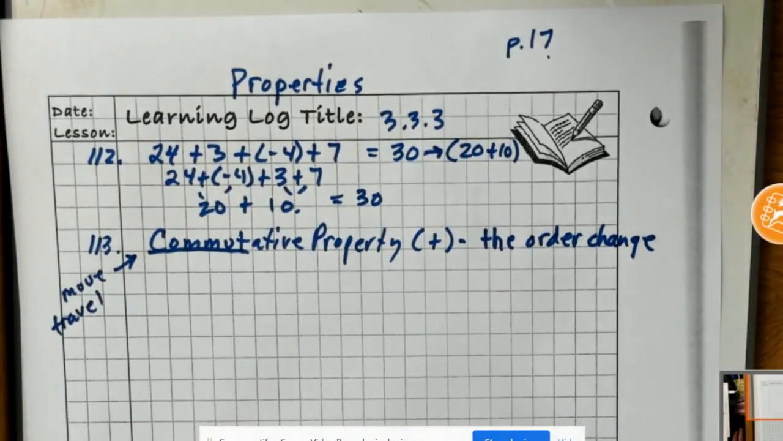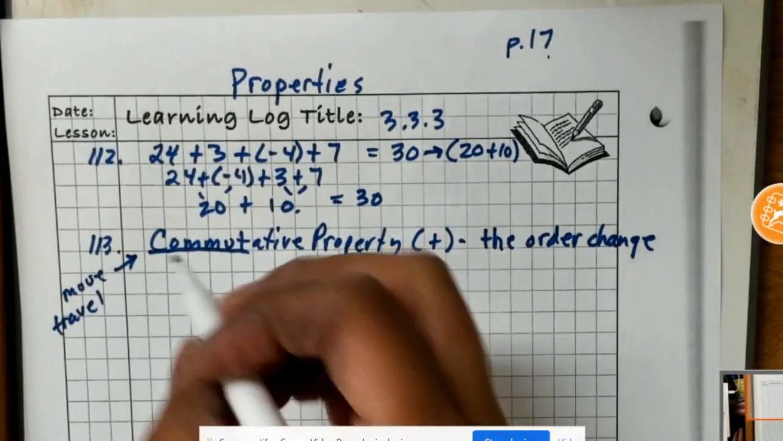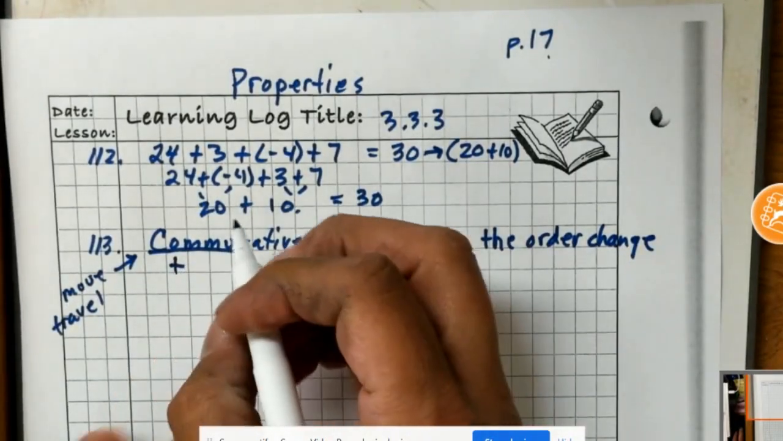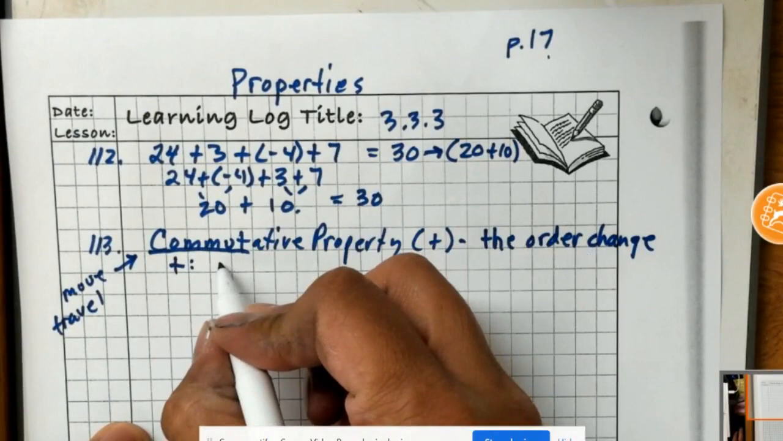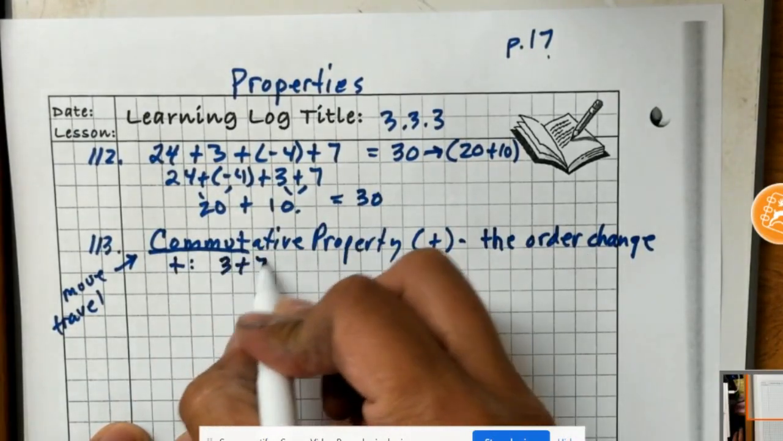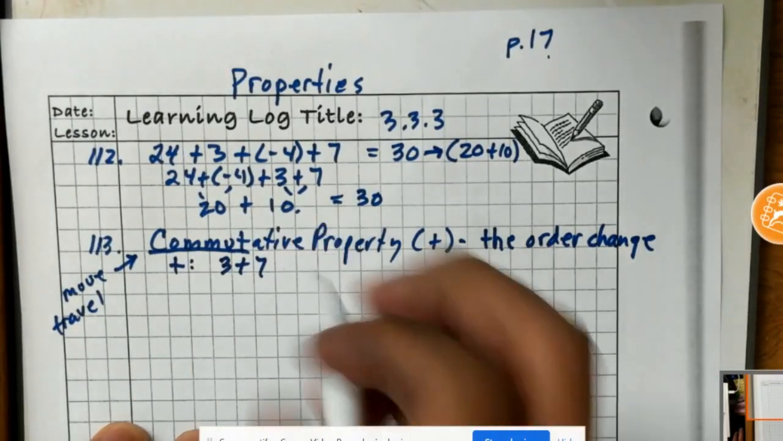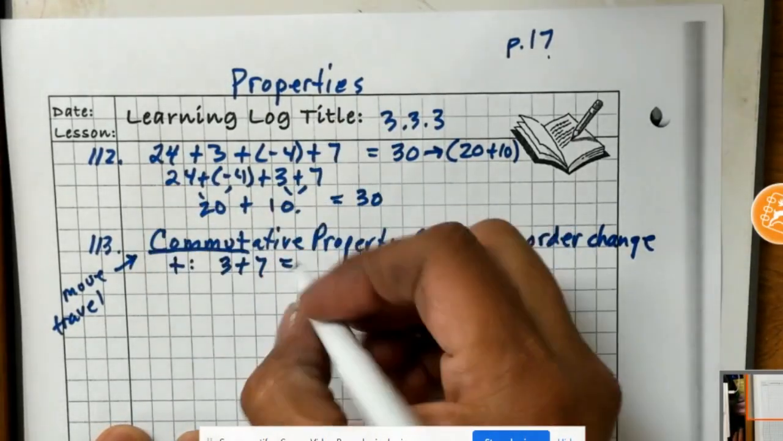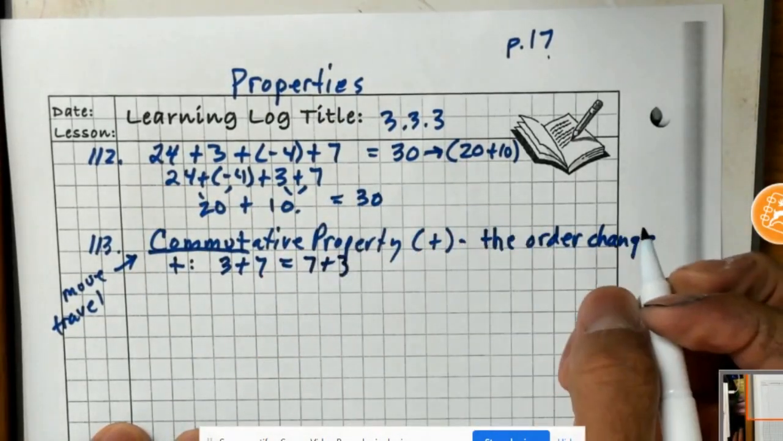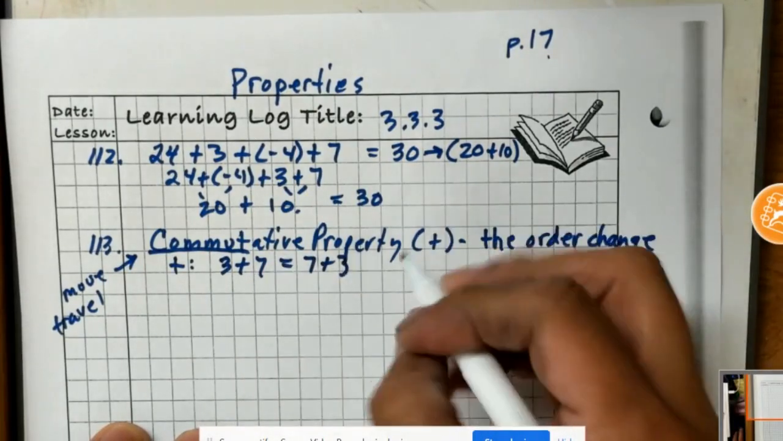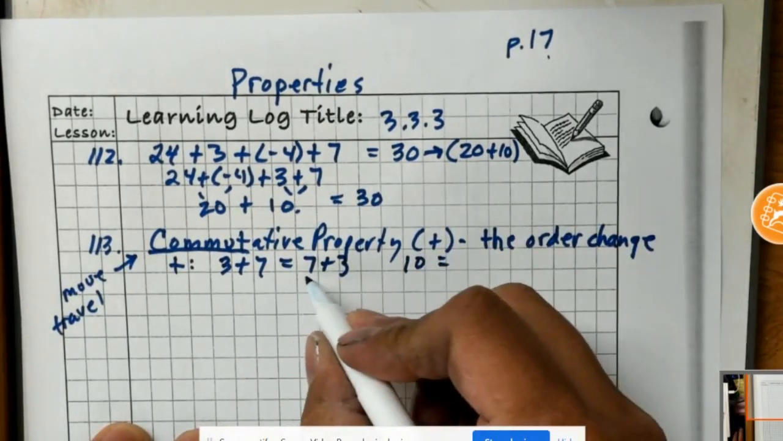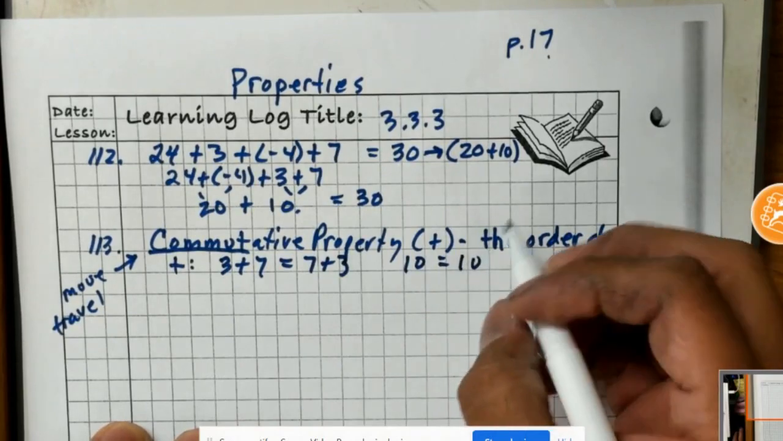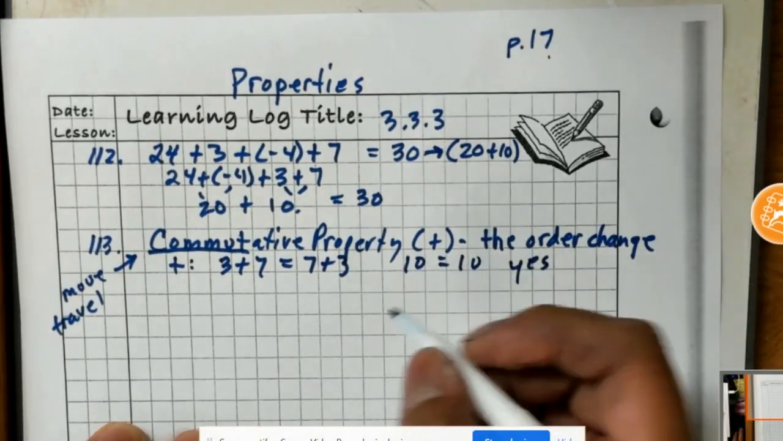All right, so which properties are commutative? Let's look at addition first. So we're going to have the simple problem of 3 plus 7. Now, does that equal the same result if I switch the order, 7 plus 3? And the answer is yes, because 3 plus 7 is 10, and 7 plus 3 is 10. Right, so that is a big yes.